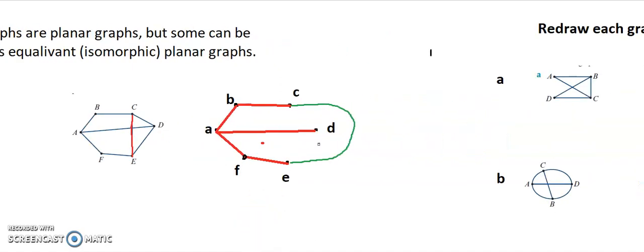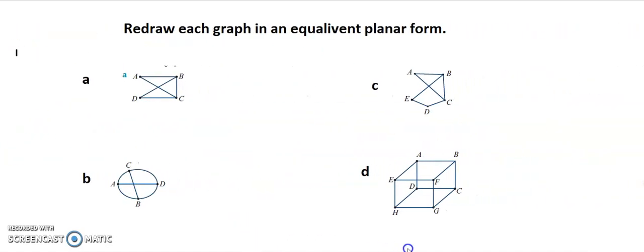Let's look at a few others, and this is where I encourage you to pause the video and have a go yourself. So we have to redraw each of these graphs to be an equivalent planar graph. So I'm first going to be thinking about, I've got my 4 vertices, A, B, C, and D. Now I need to be thinking about how I'm going to move them. So I'm going to keep most of them the same.